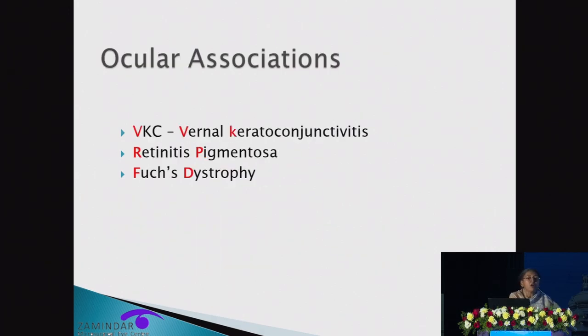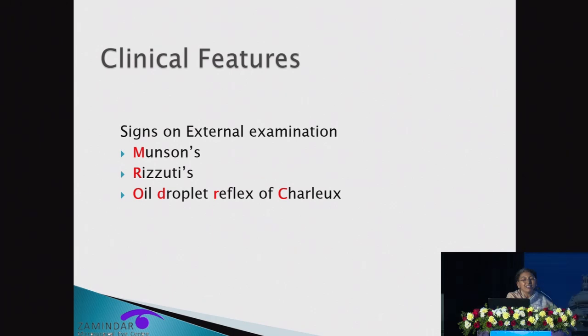And you have to look at the other ocular associations whenever patients with such symptoms come. VKC is very common, vernal keratoconjunctivitis. The other uncommon disorders, retinitis pigmentosa and Fuchs dystrophy, are also associated with keratoconus. The clinical features can be brought out whenever such a patient presents to us in the clinic. How do we go about it? Like any other regular patient, we do the routine examination, retinoscopy, and the clinical features.